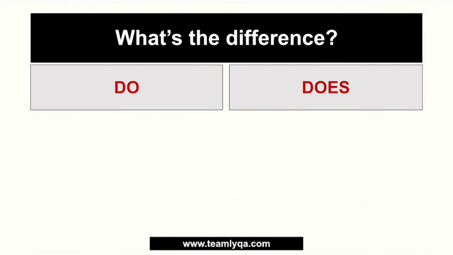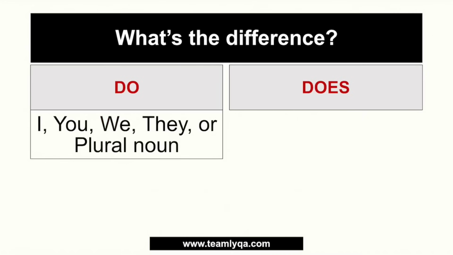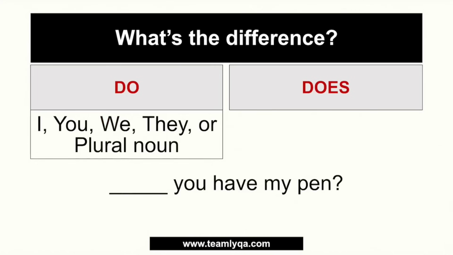Okay? Anong pinagkaiba niya? Now, you use do kung ang iyong subject ay I, you, we, they, or any plural noun. So, for example, you can say, do I, do you, do we, do they, or do the dogs. Kasi yung dogs ay plural or marami. So, a sentence like this, yung una nating sentence, blank, you have my pen. Ang iyong subject ay you, at dahil pasok siya dito, then this should be, do you have my pen.